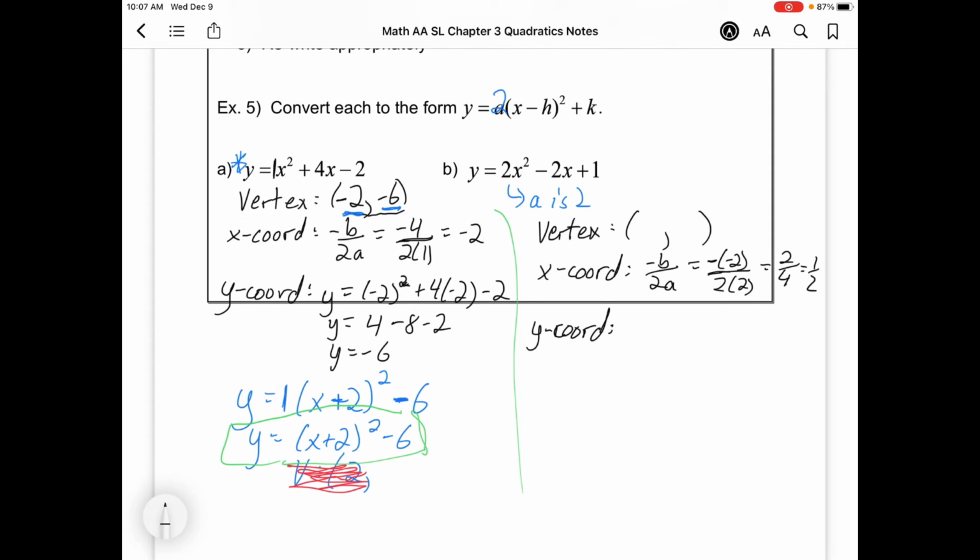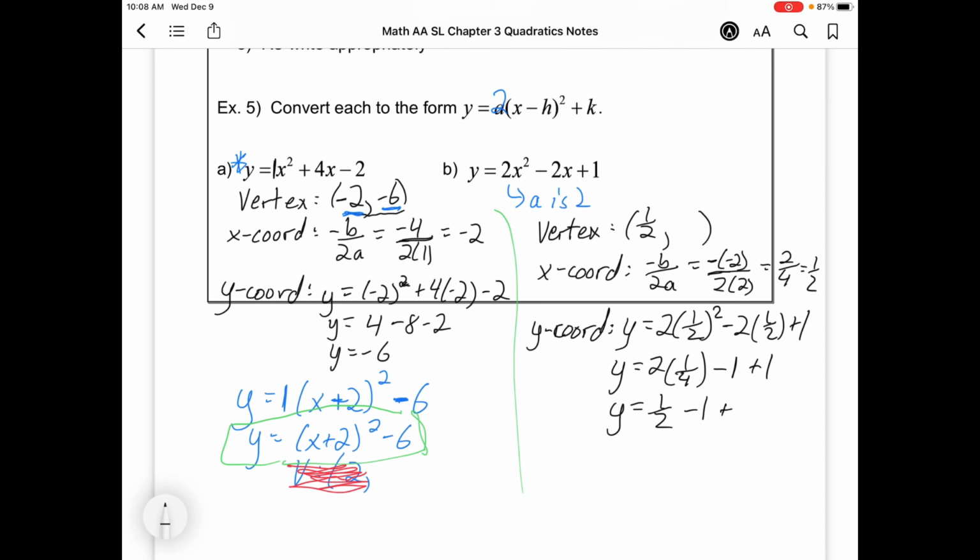The y-coordinate of the vertex, so the x-coordinate's a half. The y-coordinate, we're just going to sub in a half for x. No big deal. And follow it through. So that's 2 times a quarter minus, oh, let's check this out, 2 times a half. I mean, I guess I could call that 2 over 2, but geez, that's just -1 plus 1. And 2 times a quarter is a half. So a half minus 1 plus 1.